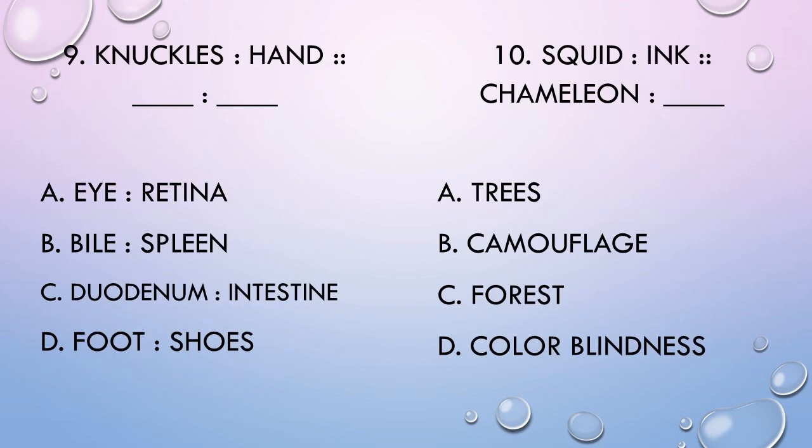Number 9. Knuckles and hand. Knuckles are part of your hand. Let us now look at part-whole relationship in the choices. Letter A is a whole-part relationship, therefore it is not the correct answer. Letter B is an organ-organ relationship. Letter C is a part-whole relationship. Duodenum is a part of the large intestine.